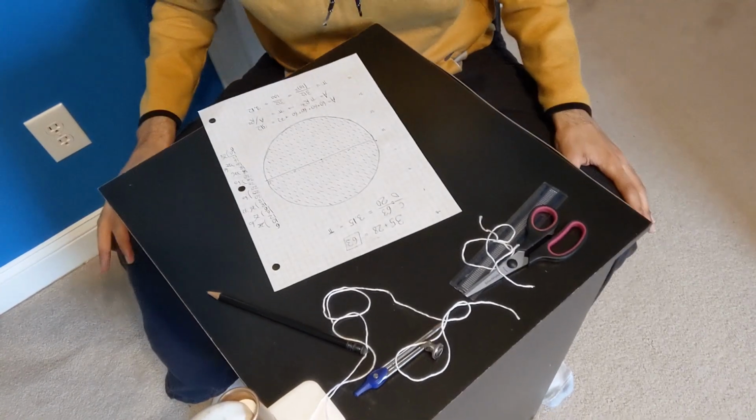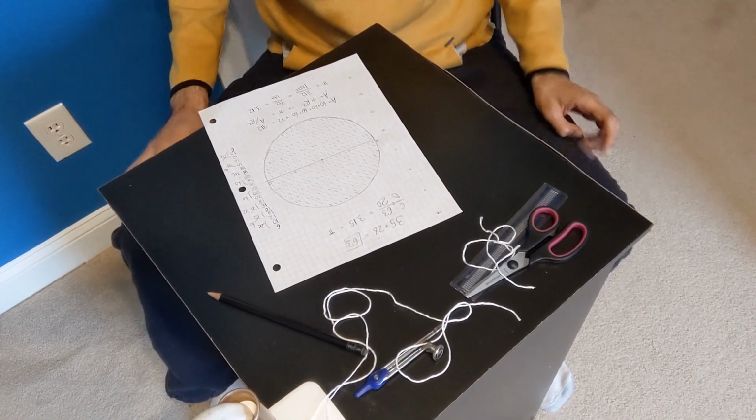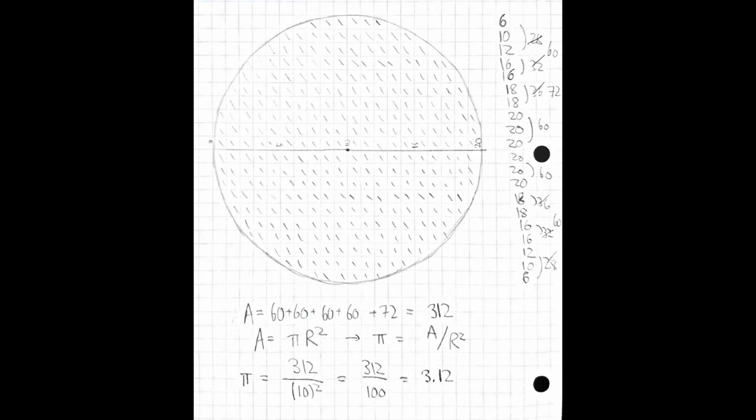So I've counted out all the boxes, I've added up all the numbers, and here's what I've got. After adding up all the numbers, I've got that the area of our circle is 312 boxes. And we know from the formula for the area of a circle that area is equal to pi times the radius squared. So if we rearrange that, we get that pi is equal to the area divided by the radius squared.